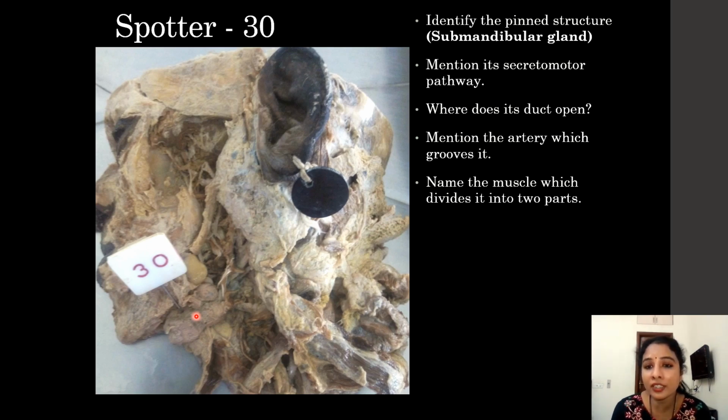And the muscle which divides it into two parts: what you are seeing here in this image is the superficial part, which is the larger part, and the small deep part is present hiding below the mylohyoid. So mylohyoid is the muscle which divides the gland into superficial and deep parts. So these are the subquestions which are commonly asked with the submandibular gland.